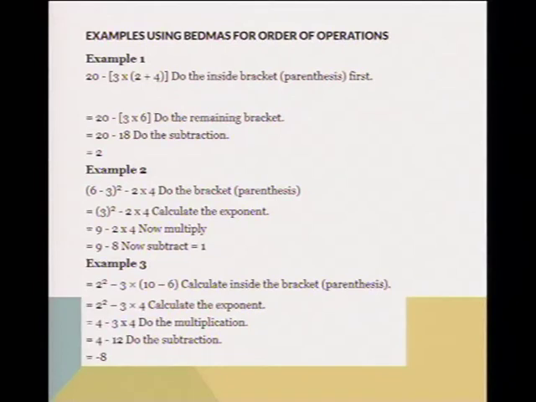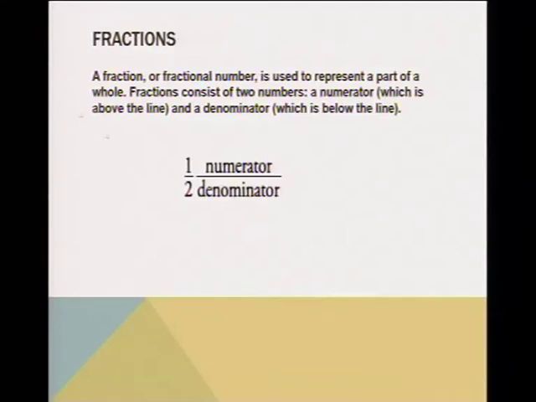And then you have multiplication and subtraction. But using the order of operations, we know that multiplication will come first before subtraction. So you multiply negative 2 by 4. Then you get negative 8. Then 9 minus 8, you get 1. I think we have done enough examples there. We can move on to fractions.